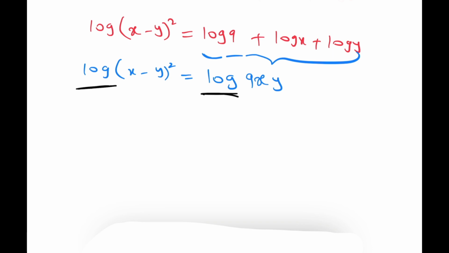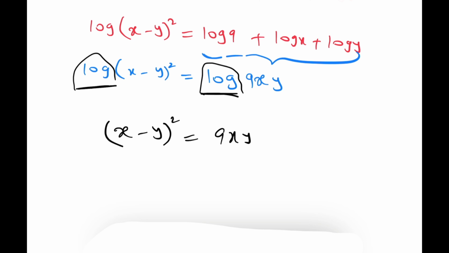So by comparing, comparison means we will remove this logarithm, that much only, but we won't cancel it. You should not cancel like log cancel, that's completely wrong. You should not do that at all. So simply you need to write it by comparison. So x minus y whole square equals 9xy.